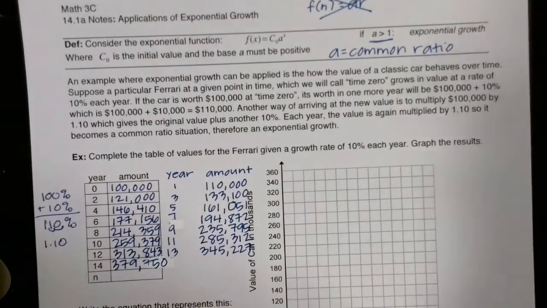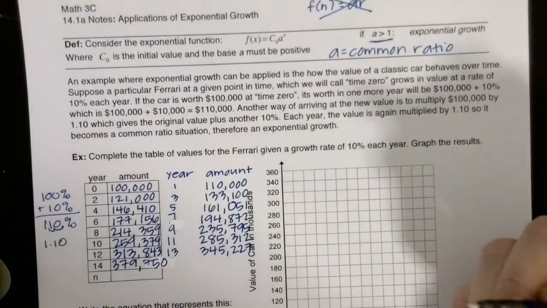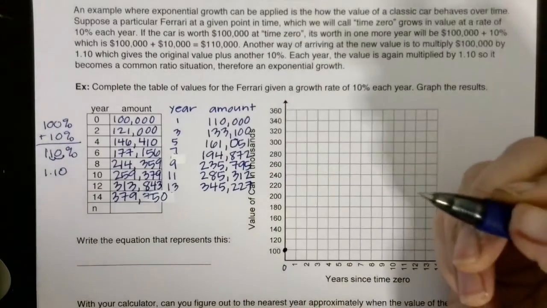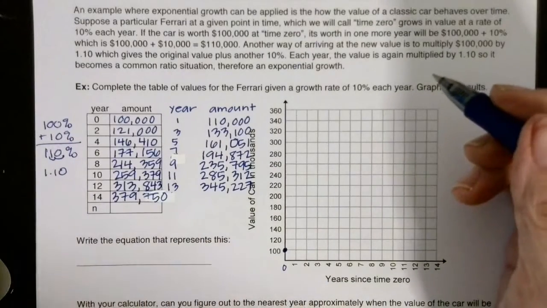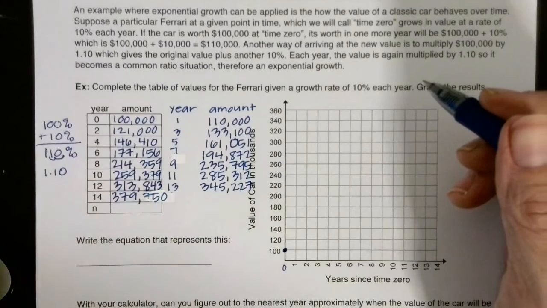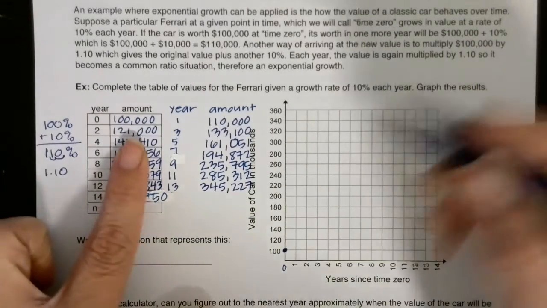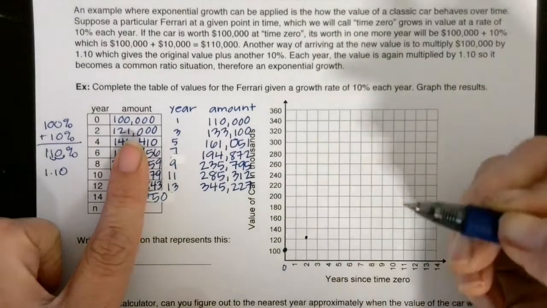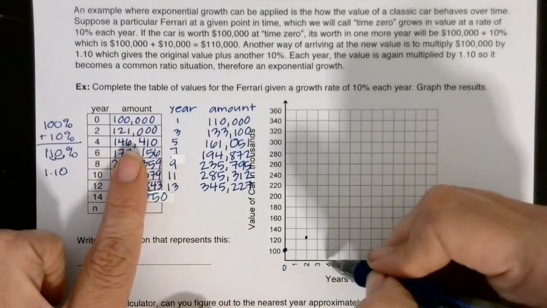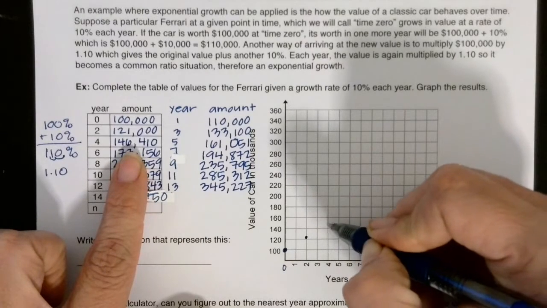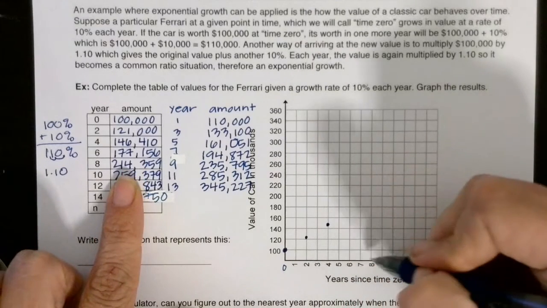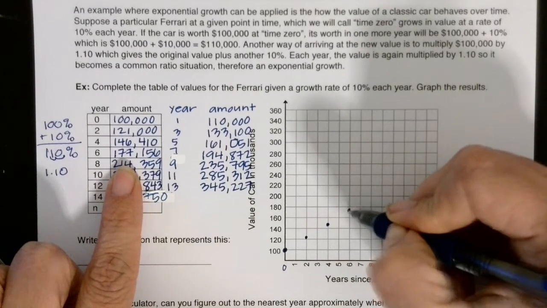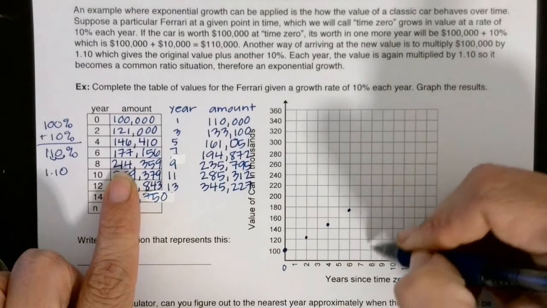So let's do that. At 0, which is that number right there, it's equal to 100,000. Okay. And you could graph all of those 14 years plus year 0 would make 15 years, but I'm just going to graph the evens. So this one's 121. I'm just going to be careful to make sure I graph it where it goes. And then on year 4, it's 146. And then year 8, or year 6, let's go there. Year 6, 177. Year 8, 214.